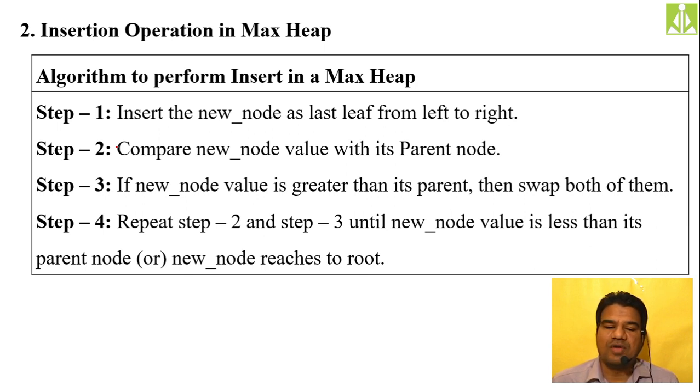So how can we perform the insertion operation? First, insert the new node, whatever new node you have created, inside the max heap. We go according to the level order traversal. You might be remembering level order traversal. Level by level we do the insertion, so you perform the same way. Insert the new node as the last leaf node from left to right.